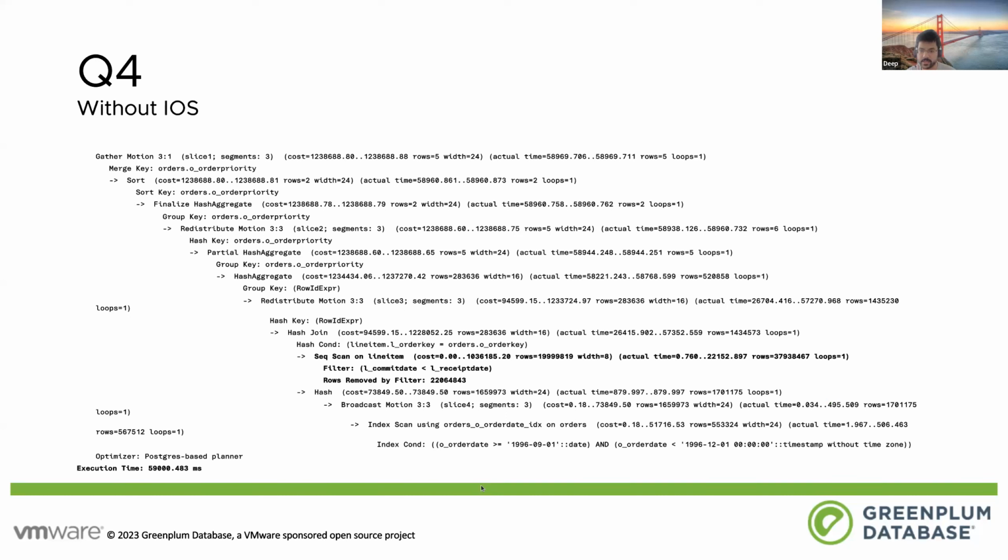Let's look at the EXPLAIN ANALYZE output without an index-only scan. So you can see without the index-only scan, this takes around 59 seconds. And you have a sequential scan on lineitem with this filter, and lots of rows are being removed and unnecessary work is being performed, right? This itself is taking around 22 seconds to do the sequential scan.